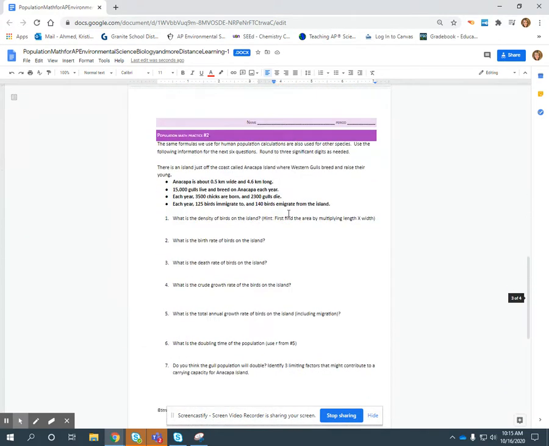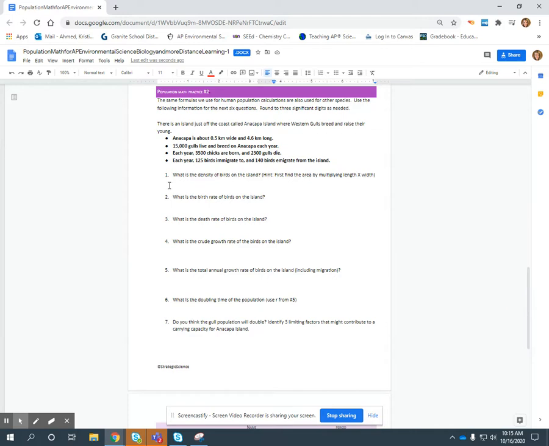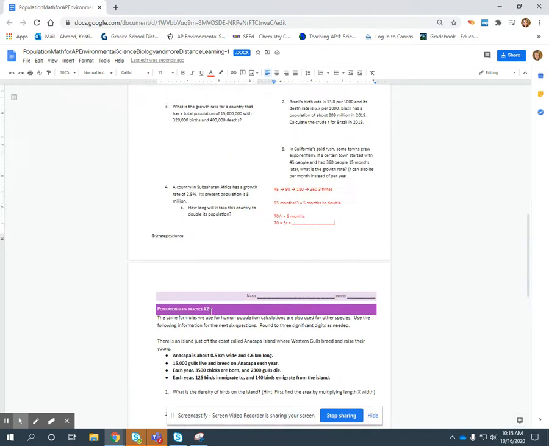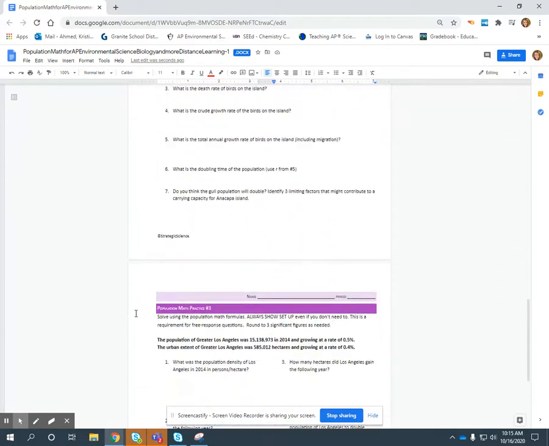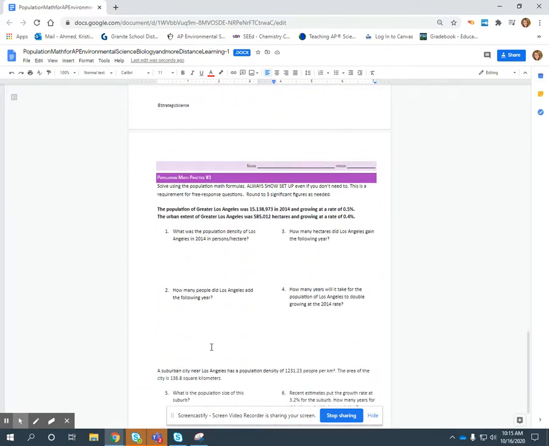You also need to complete math practice number 2, looking at these questions, using your formulas, showing your work on the screen, and then math practice number 3 is here.